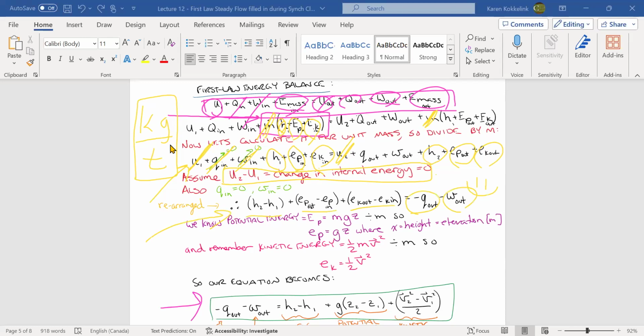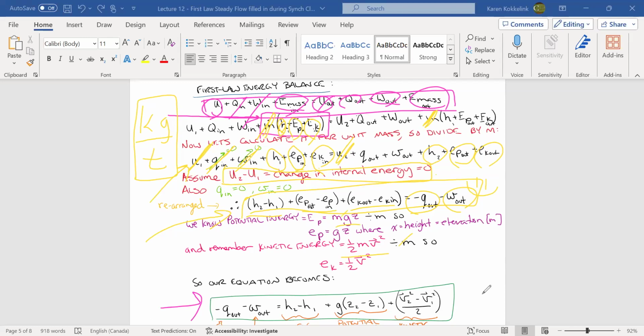Then I get to here in my first law energy balance. And then I should sub in what potential energy is. Of course, it's mgh. I sub in what kinetic energy is, 1/2 mv squared. But there's m's in both of those terms, so all of the m's cross out.